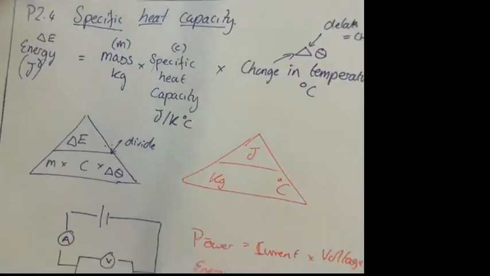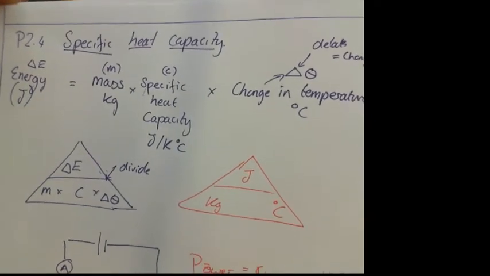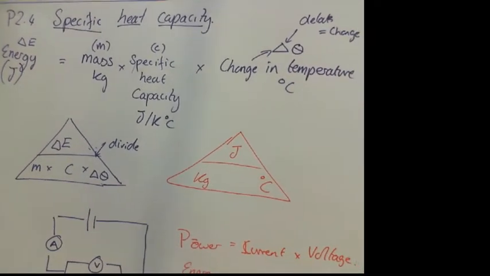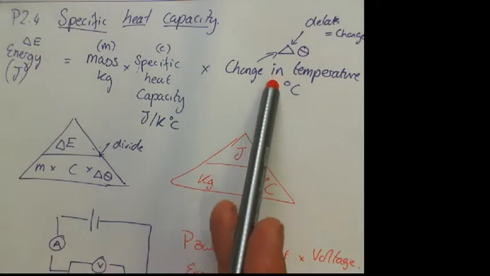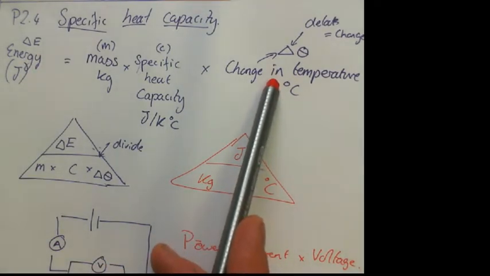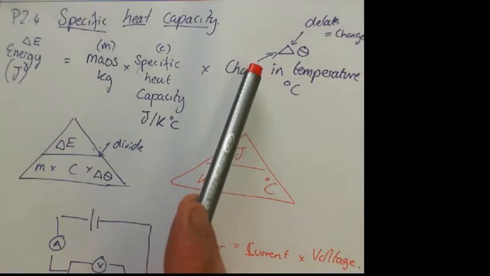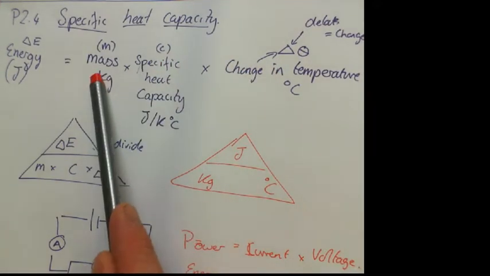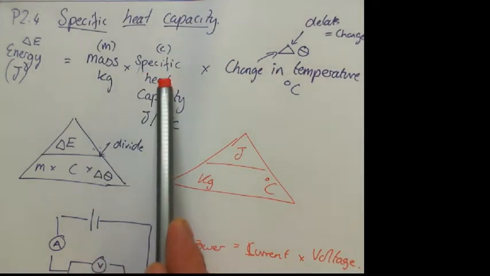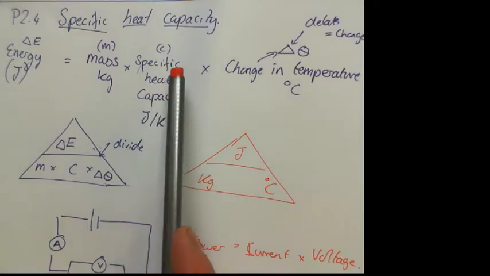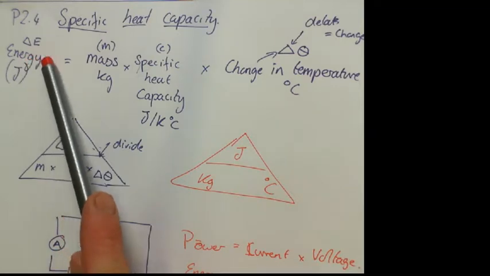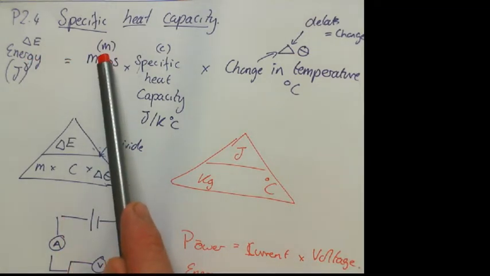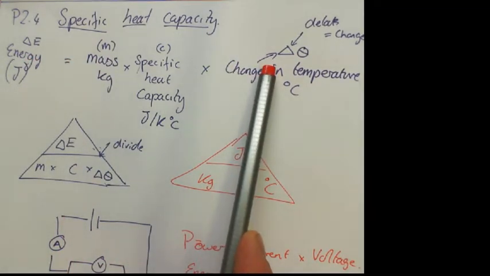Okay, so 2.4, specific heat capacity. What we're looking at here is how, when you add energy to a substance, you change its temperature. And how much the temperature changes by depends on two things: how much mass it has and how hard it is to heat up, which is known as the specific heat capacity, and it's a small c. So if you put in energy and you've got a larger mass, the temperature change isn't going to go up by as much.